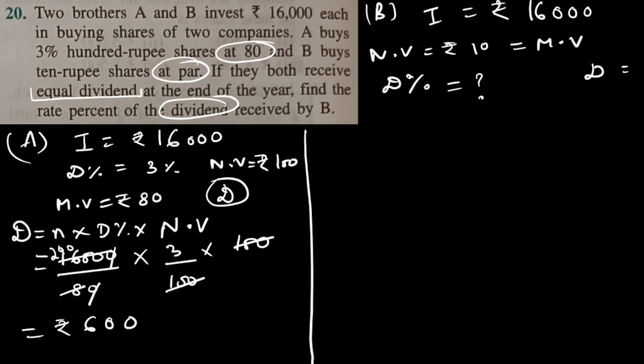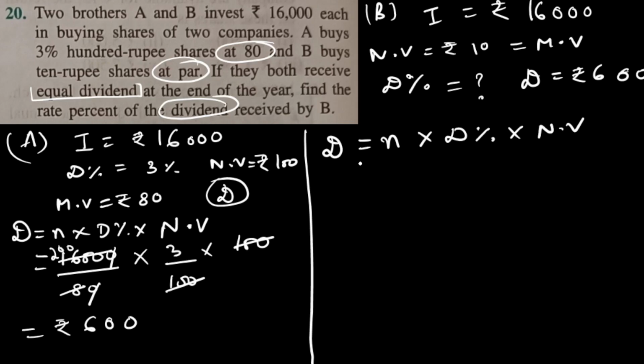It's mentioned dividend is same. Both receive equal dividend. Equal dividend means whatever dividend is being received here, the same is the dividend here also. So that means if here dividend is 600, what is the dividend for this one? For this one also it is 600. Okay, now we'll make use of this because we know everything. Same formula we'll use. Dividend is equal to number of shares into dividend percent into nominal value. So dividend we know now. Just now we have calculated for the first one. Same is there for this also. So 600.